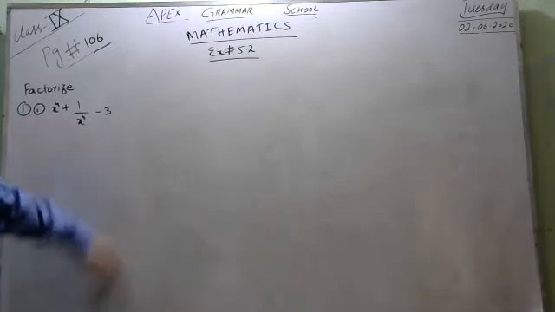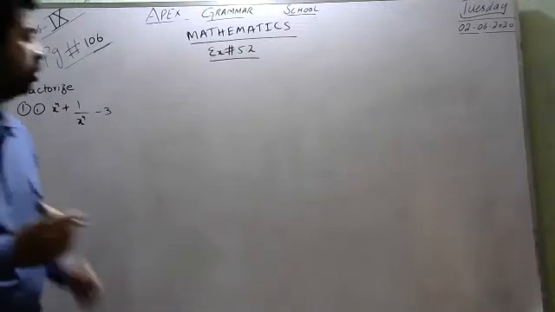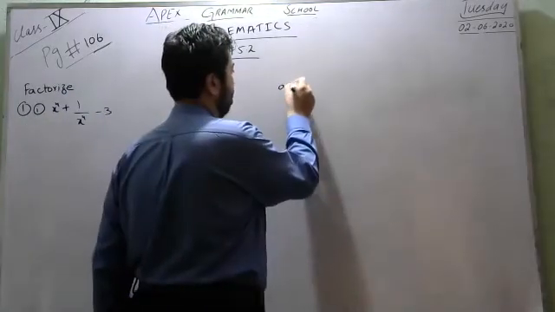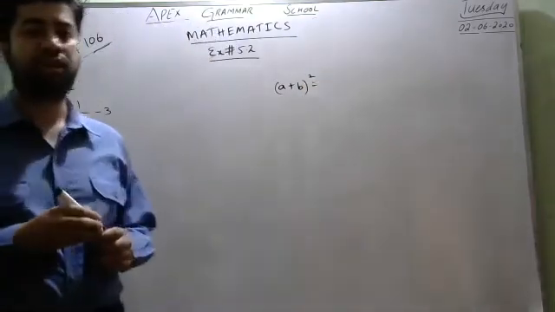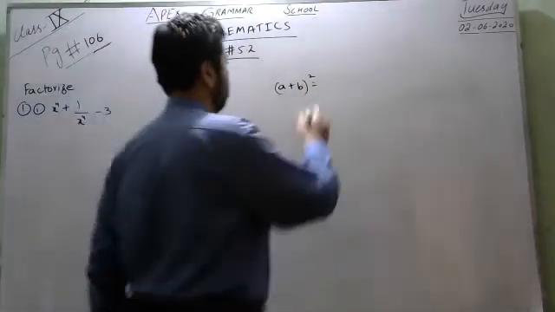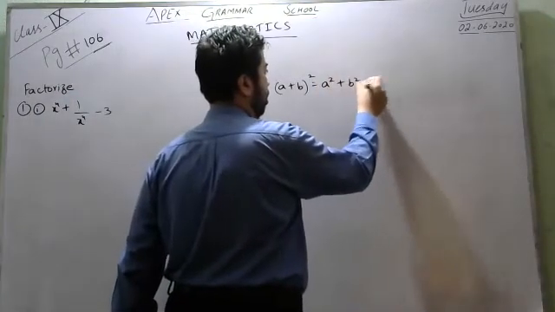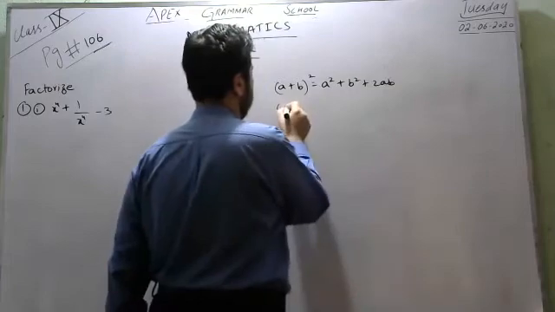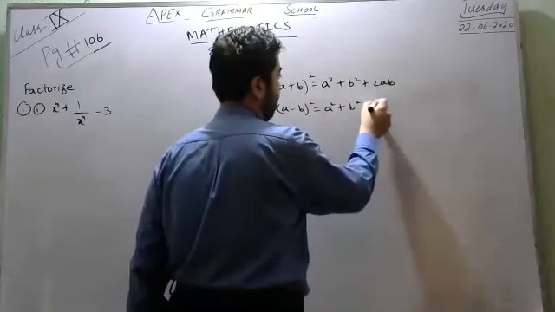So is there midterm breaking, or is any formula going to be possible? You know very well about that. What is a plus b whole square? Basically, this is only the game of formulas. If you have learned them, you can solve all these questions. a plus b whole square is equal to a square plus b square plus 2ab, and a minus b whole square is equal to a square plus b square minus 2ab.